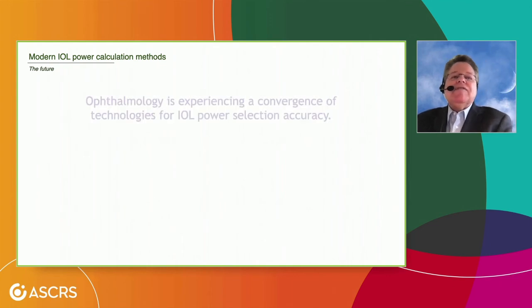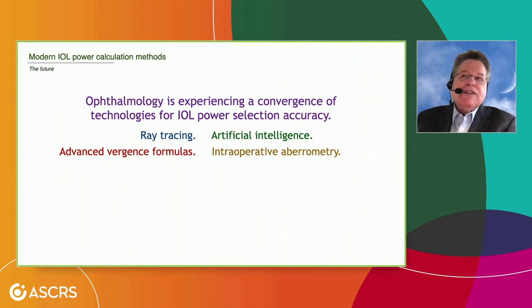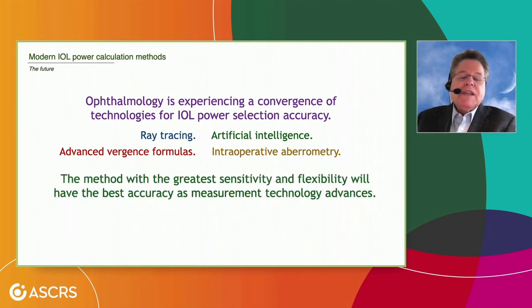So what's the future of lens power calculations? Well, we're really having a convergence of different technologies for IOL power selection accuracy. It involves ray tracing, artificial intelligence, of course, advanced formulas like the Barrett Universal 2 formula, and also intraoperative aberrometry, which has some value, especially for the toric IOL, for the magnitude and alignment of that lens. But I think going forward, as we all work very hard to push the boundaries for calculation accuracy, the method with the greatest sensitivity and flexibility is going to have the best accuracy as our measurement technology advances.